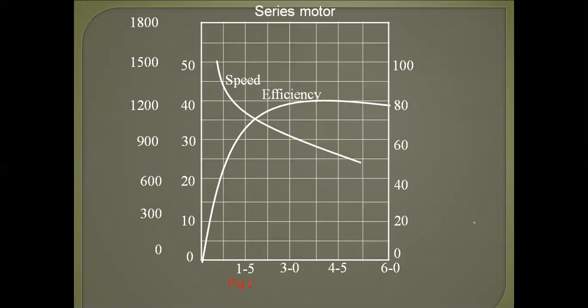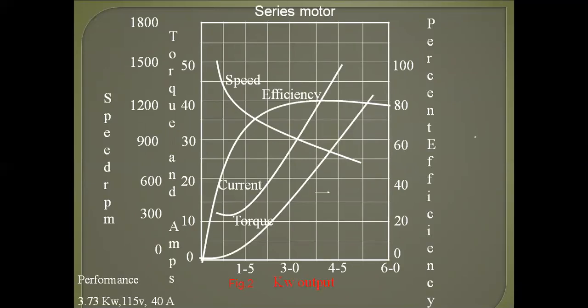Then coming to the series motor performance characteristics, curves are plotted for torque, current, efficiency and speed on this XY plot. Then coming to the characteristics of the DC series motor, the torque-current characteristics. From the expression of mechanical torque, T, it is obvious that torque is directly proportional to the product of flux per pole and armature current Ia.